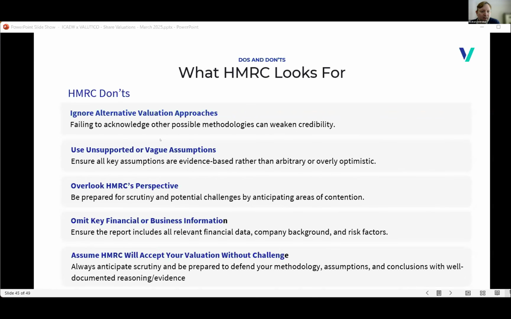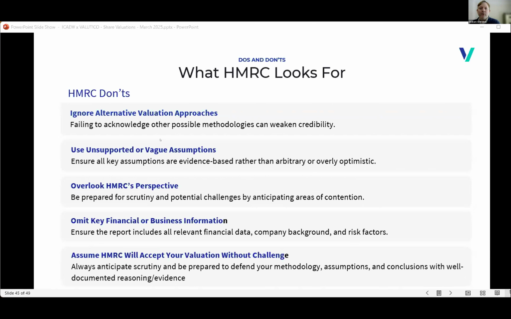And here's what not to do then. So it's equally important to avoid common pitfalls that can lead to challenge or rejection. And key don'ts are as follows. Don't ignore alternative valuation approaches. A robust valuation will explain why a particular approach was chosen. However, dismissing alternatives without discussion can weaken the credibility of the report somewhat.